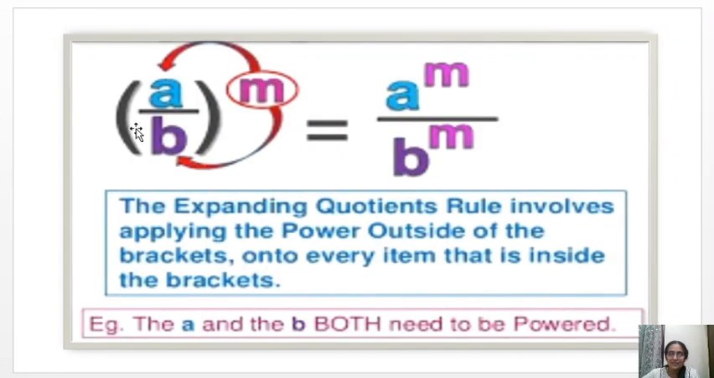So we will generalize with the variable now. (a/b) whole power m. What do you mean by this? Numerator is different, denominator is different. The power has to be raised to both the numerator and denominator: a power m and b power m.